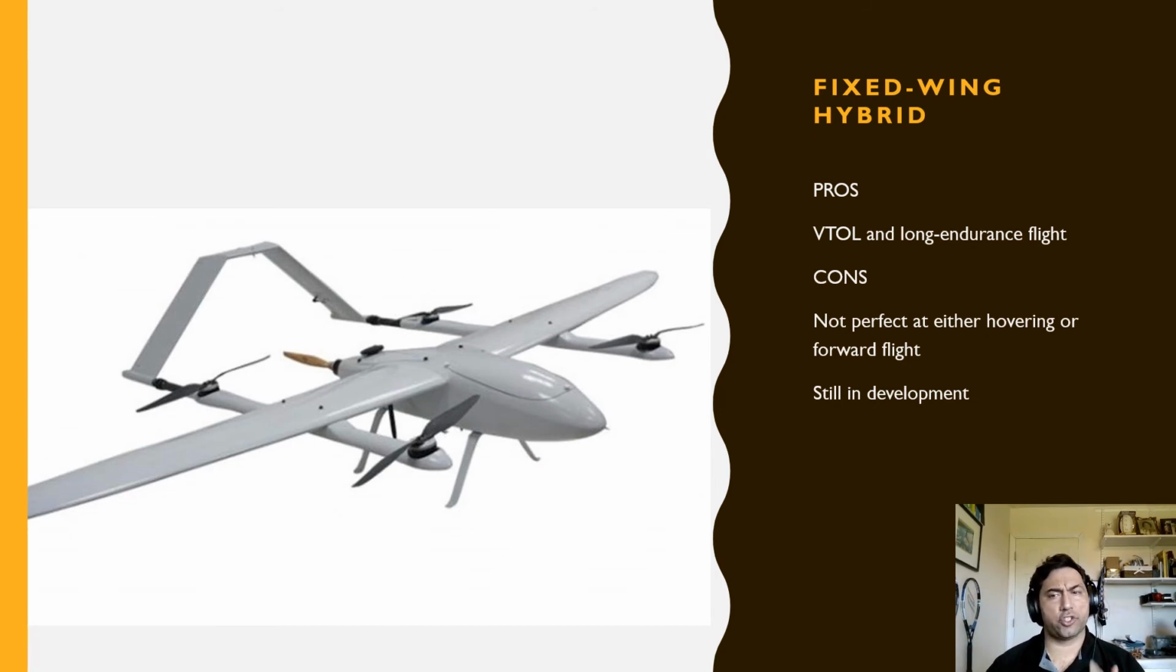Lastly are the new ones that they're starting to come out with now, which we call fixed wing hybrids. What it's trying to do is combine the vertical takeoff and landing of a quadcopter or a multi-rotor drone with the long endurance flight of a fixed wing drone. Now, it's not great at hovering or flying forward. It's kind of a hybrid and still in development. But the reason why they're making this is for, say, package delivery from Amazon. That's one of the main people researching these vertical takeoff drones. That way they can use this for a business sense.